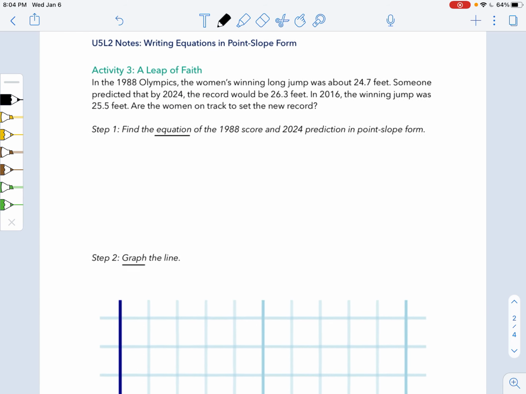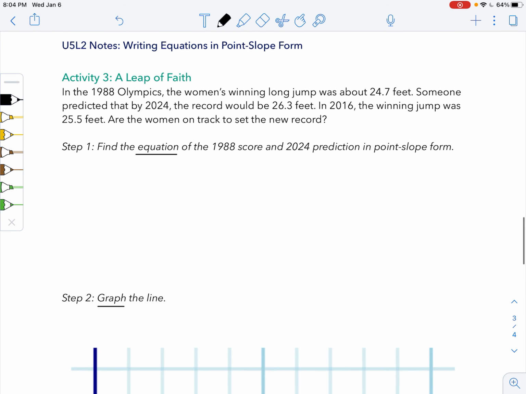Okay. So let's first write an equation. In order to write our equation in point-slope form, we need to figure out what our points and what our slopes are. Remember from yesterday that our x's are usually going to be time. That's our independent variable, it's all about time. So here our time is years, because we're looking at the 1988 Olympics, the 2024 Olympics, and 2016.